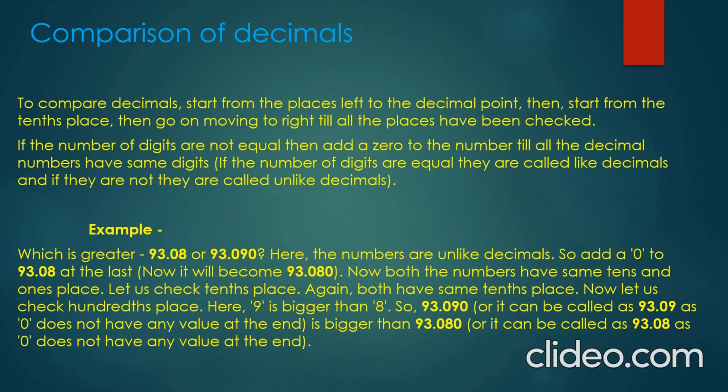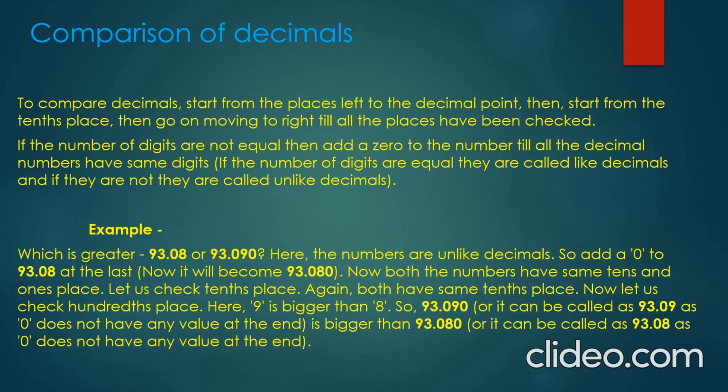Example, 93.08 or 93.090, which is greater? Let us see. Here, the numbers are unlike decimals. So, add a 0 to 93.08 at the last. Now, it will become 93.080. Now, both the numbers have same tens and ones place. Let us check tenths place. Again, both have same tenths place. Now, let us check hundredths place. Here, 9 is bigger than 8.